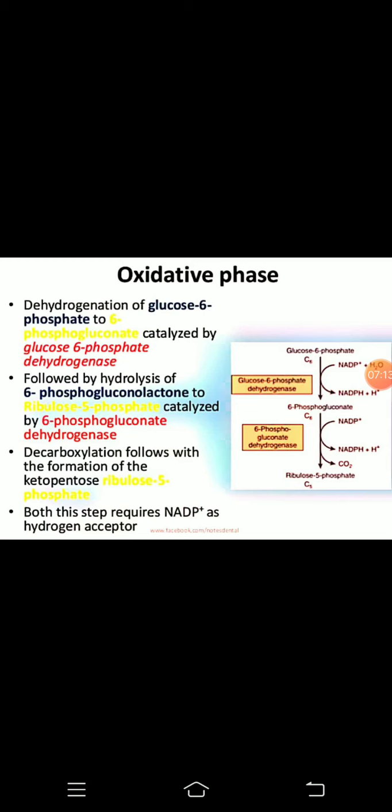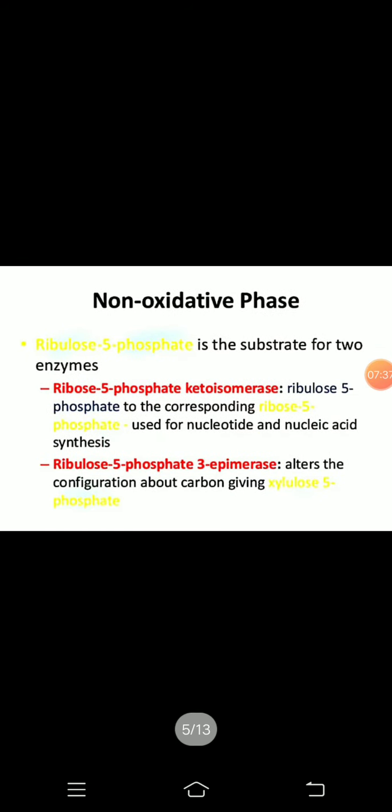Okay, now we'll go for the non-oxidative phase. We'll take an example. Suppose here we are taking 3 molecules of glucose 6 phosphate. So how many molecules of ribulose 5 phosphate will be produced? Exactly, from the 3 glucose 6 phosphate, 3 molecules of ribulose 5 phosphate will be produced. Yes, we'll go for the non-oxidative phase.